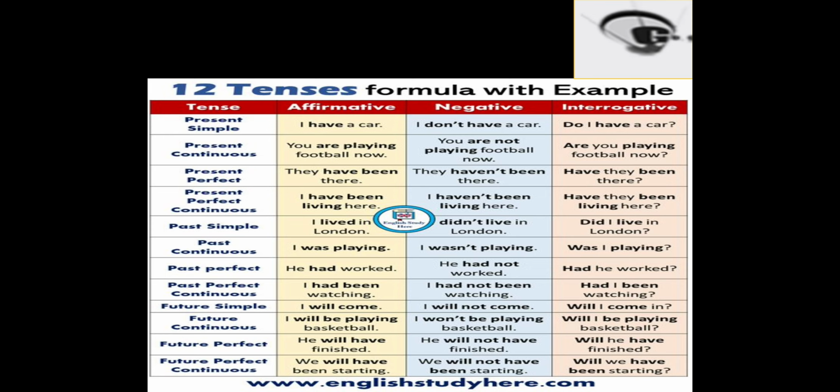Past continuous, I was playing, which changes to I wasn't playing and was I playing. Past perfect, he had worked, which gets changed to he had not worked and had he worked. Past perfect continuous, I had been watching, which changes to I had not been watching in the negative sentence and had I been watching in the interrogative sentence.